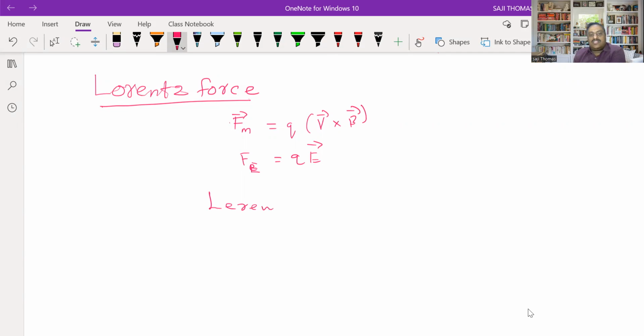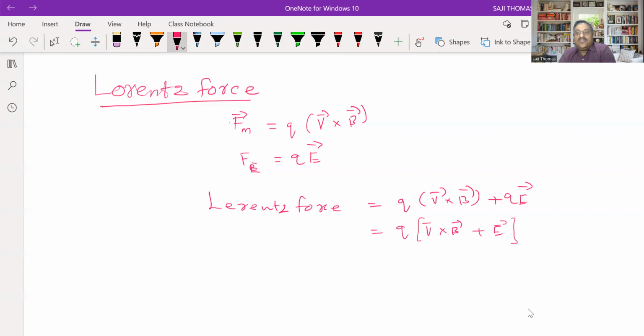So Lorentz force equals q into, add these two forces together, v cross B plus q into E. So q into (v cross B plus E). This is known as Lorentz force. So what is Lorentz force? It is the force acting on a charged particle under the combined effect of electric and magnetic fields.